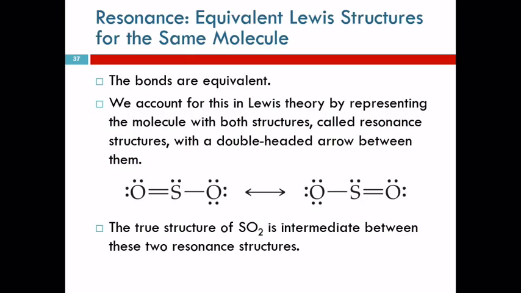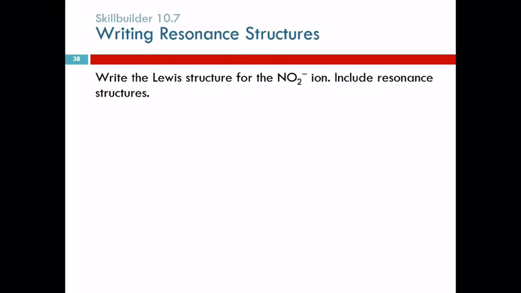Let's do an example. Write the Lewis structure for the NO2 minus ion, nitrite ion. Include resonance structures. Well, again, we have NO2. We're going to put the oxygens on the outside and the nitrogen in the middle so it can be symmetrical. And then we have to count up valence electrons. There are 2 oxygens. They each have 6. And the nitrogen has 5. And what do I do with that minus sign? I'm adding 1. So 2 times 6 is 12, plus 5, and 1 is 18.